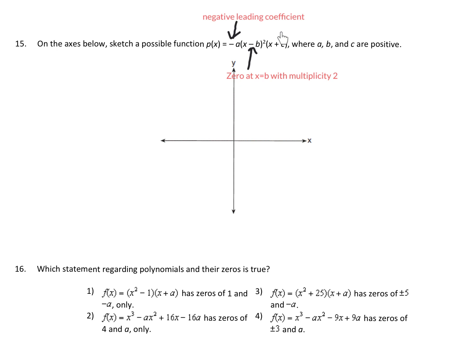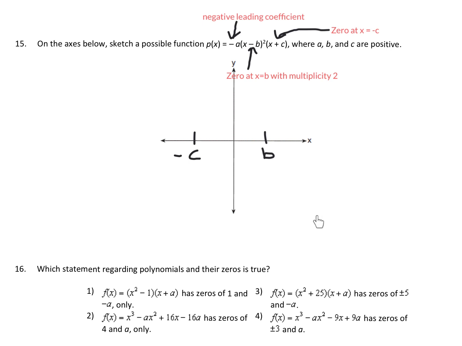Okay, and then if we have a factor of x plus c, that means that we have a 0 at x equals negative c. All right, so let's take care of this. I'm going to start here. If we have a 0 at x equals negative c, that means it's going to cross through the x-axis at negative c. If we have a 0 at x equals positive b, it's going to cross through the x-axis at positive b. And if we have a negative leading coefficient, it means our graph on the right is going to end off going down.